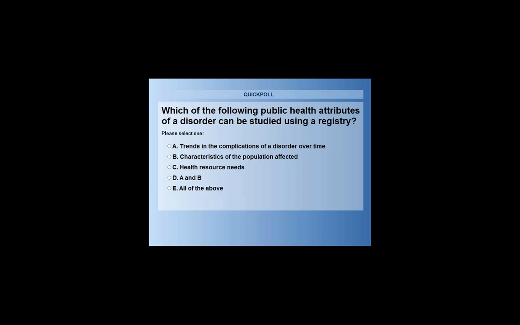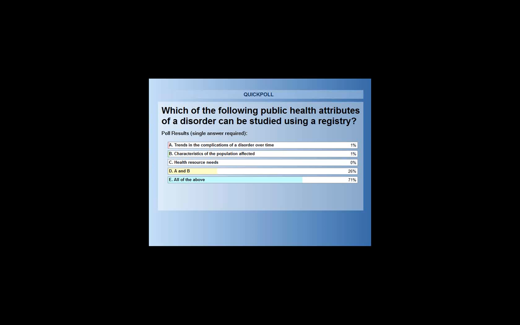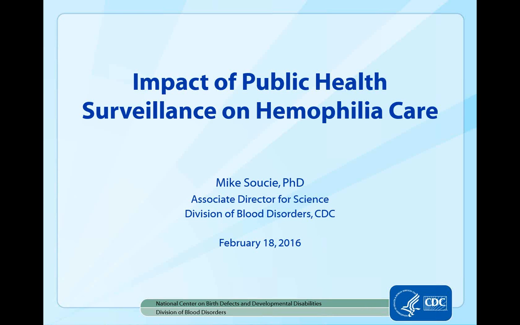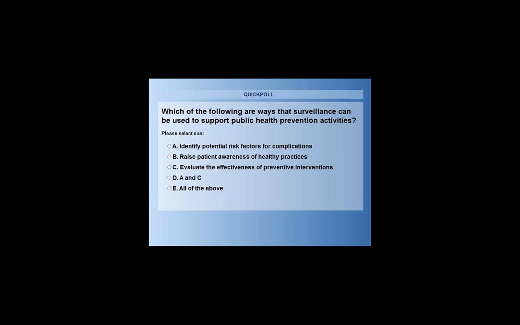So the final pre-test question is the following. A key aspect of public health is prevention. Which of the following are ways that surveillance can be used to support public health prevention activities? A, identify potential risk factors for complications. B, raise patient awareness of healthy practices. C, evaluate the effectiveness of preventive interventions. D, A and C are correct. E, all of the above are correct. Please designate your answer. Thank you, and we will revisit these questions at the end of this presentation.